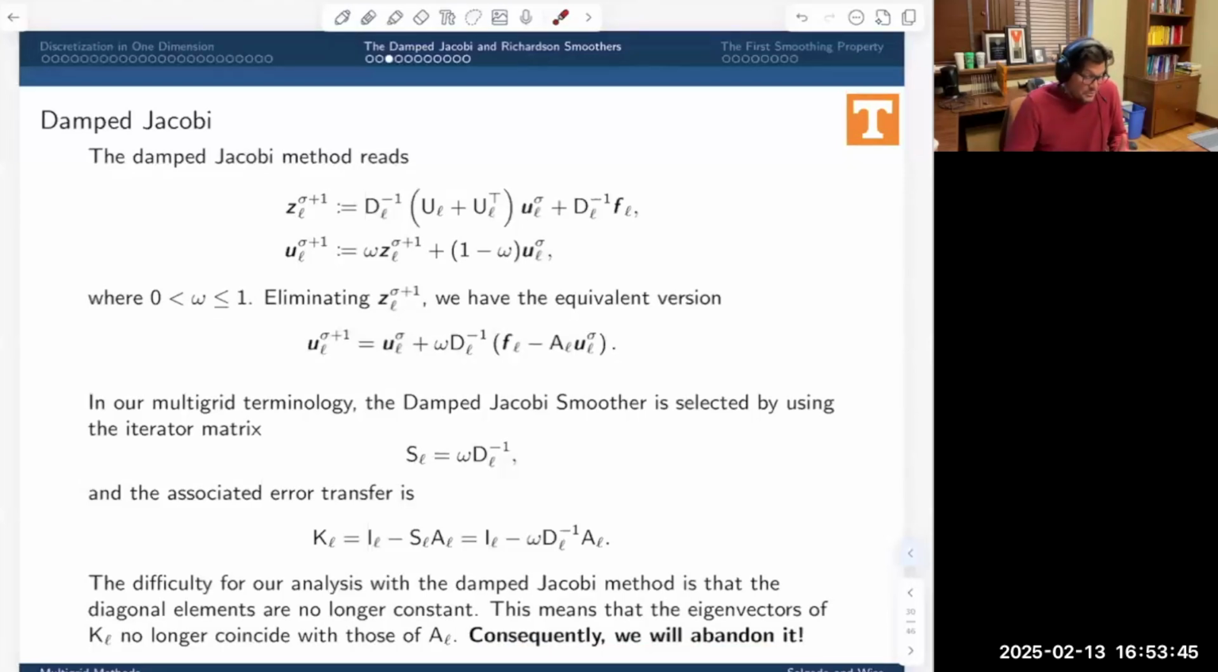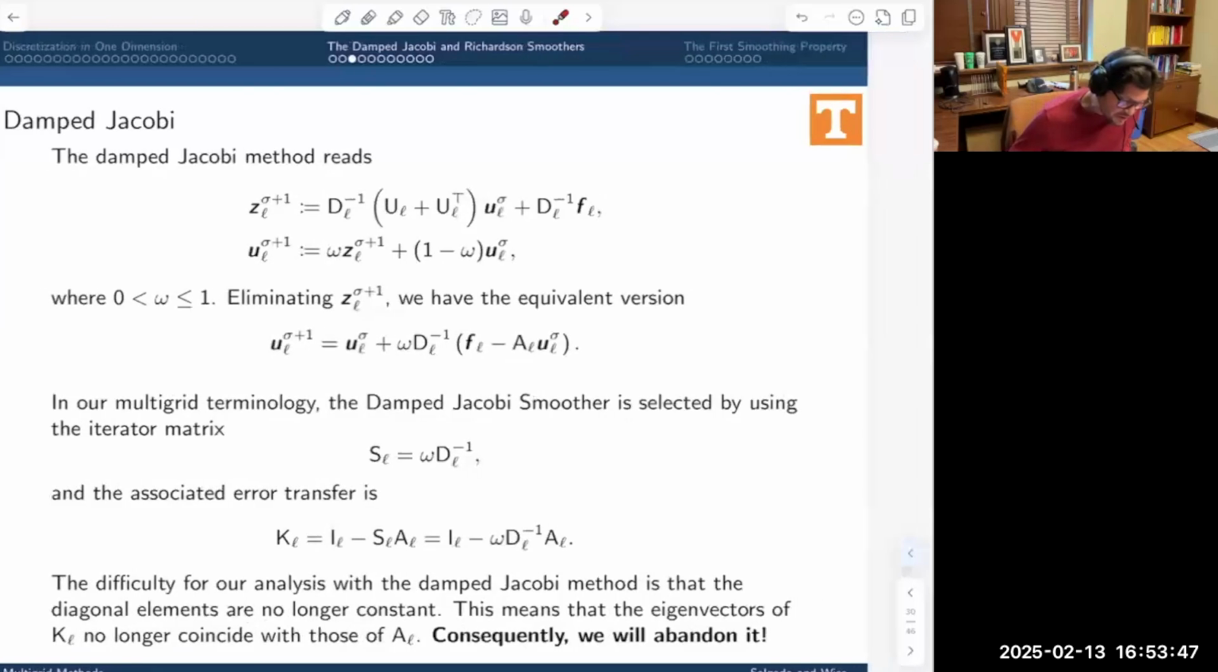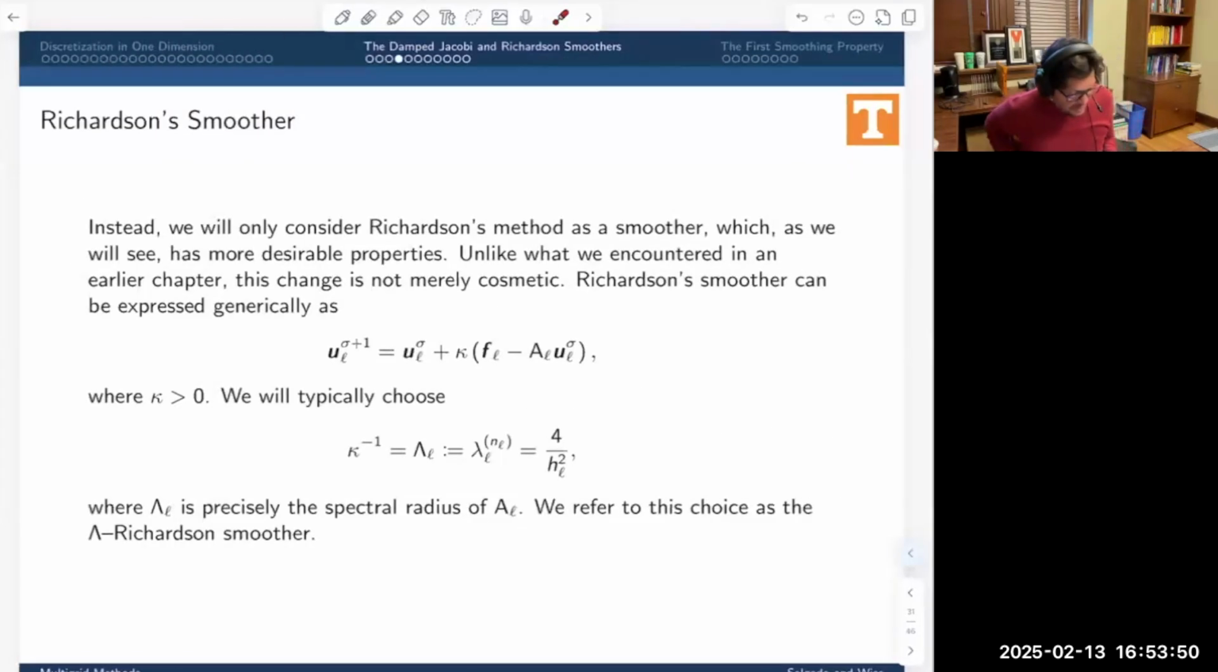So what should we use as a smoother? Well, it's Richardson's method to the rescue, because Richardson's method always has that nice property that the eigenvectors of the error transfer matrix are the same as that for the stiffness matrix. And that's because by definition, Richardson's method always is expressed like this. The iterator matrix is always just a constant. Okay, so in that case, it's fairly easy to show that for the error transfer matrix, which I'll exhibit in a moment, we have precisely the same eigenvectors.